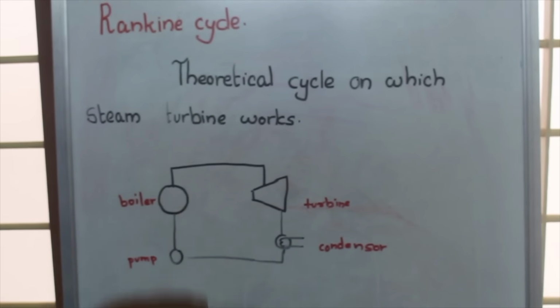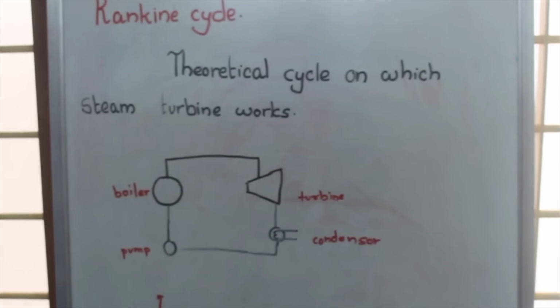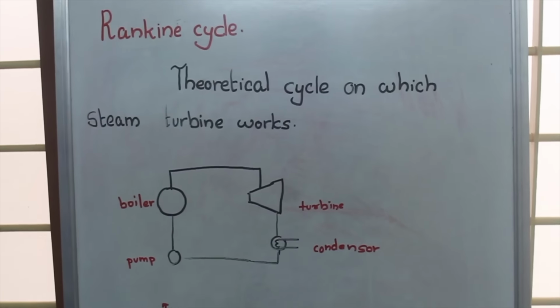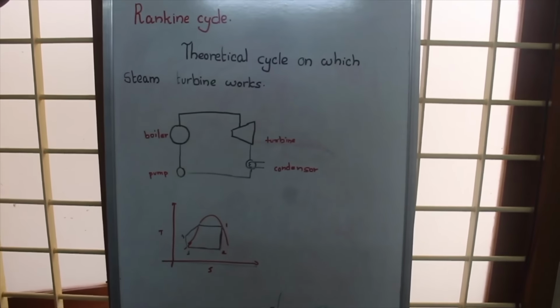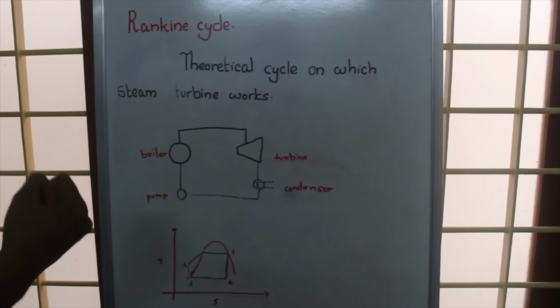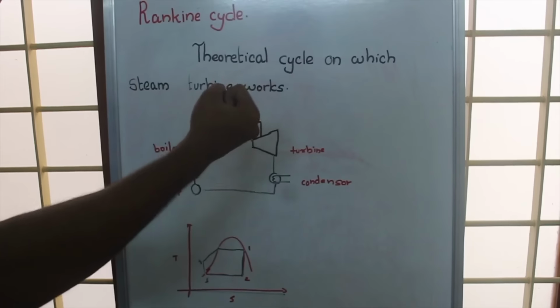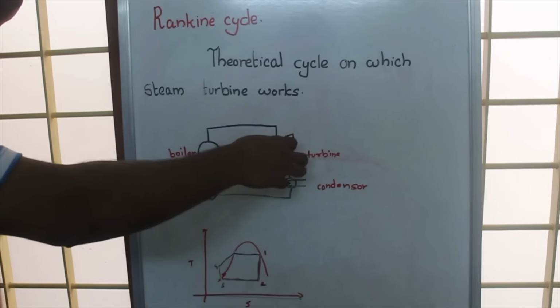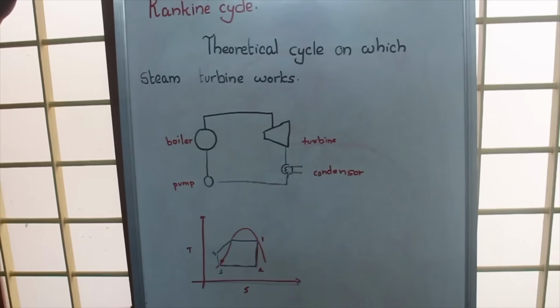While undergoing expansion, obviously the temperature will decrease. As temperature and pressure decrease, the vapor will change to a water-vapor mixture. During that expansion, the heat energy is converted to work via the turbine. So that's what a steam turbine does.